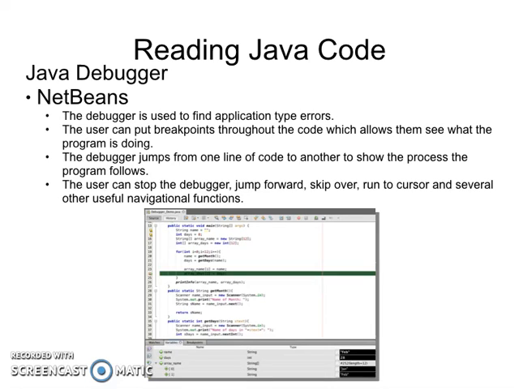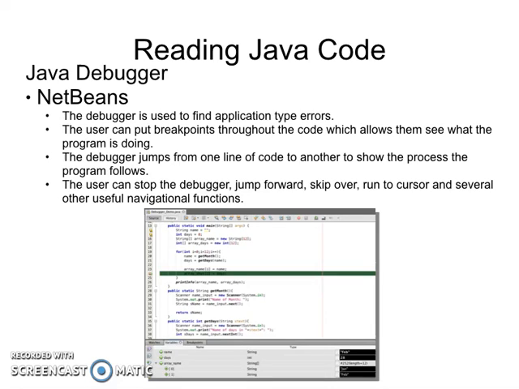The debugger will jump from one line of code to another to show the progress and the process which the program is following. So it's going to run as if it was running without the debugger, like it would run if you didn't have the debugger running, but it's going to pause so you can evaluate certain things.